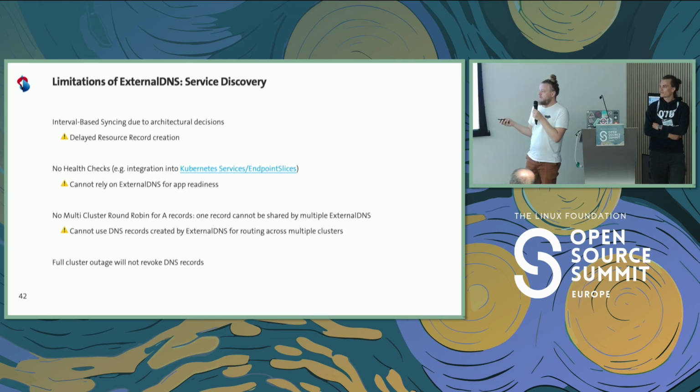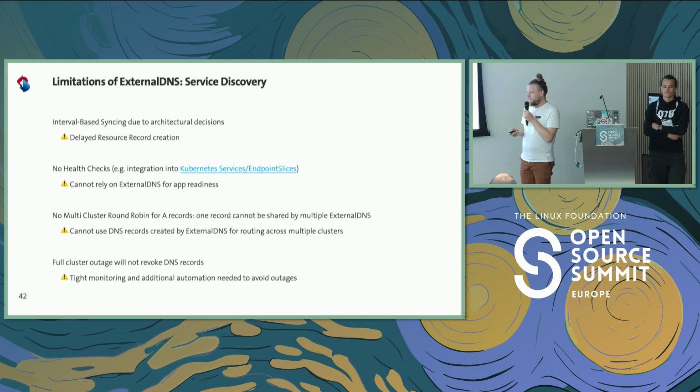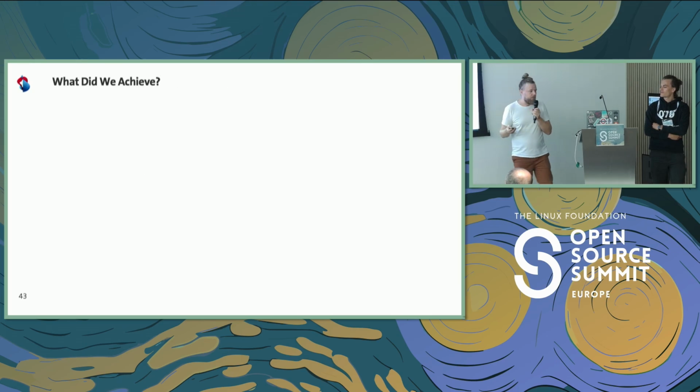And the last one is just important to keep in mind that if we lose an entire cluster in this scenario that Fabian showed, the entries will not get revoked because external DNS will probably also be offline. So there you need tight monitoring and some additional automation. That's the limitations, but let's look at what we've achieved.